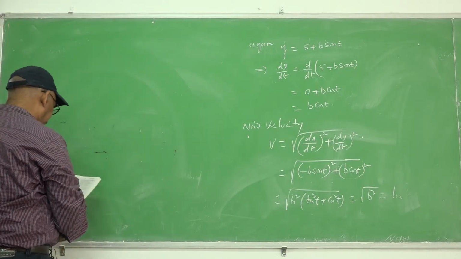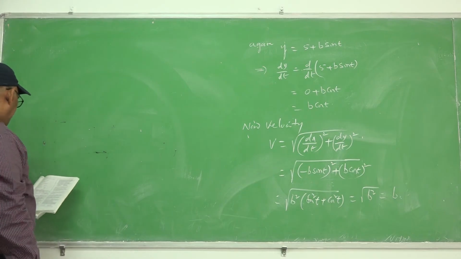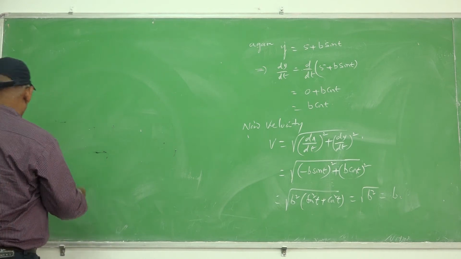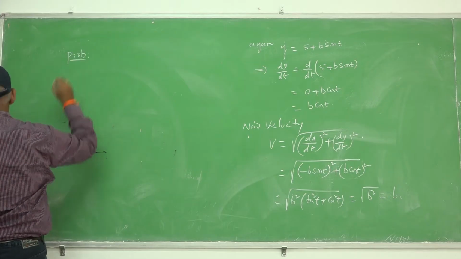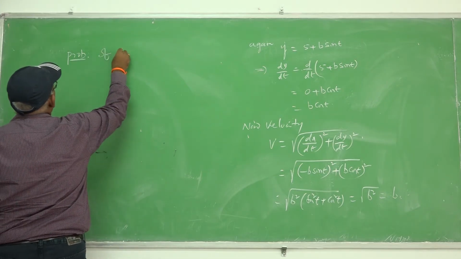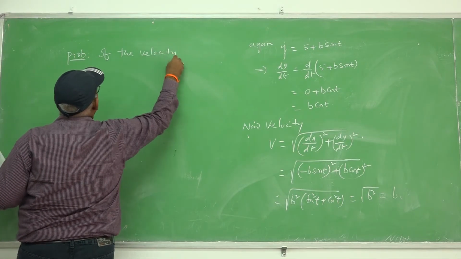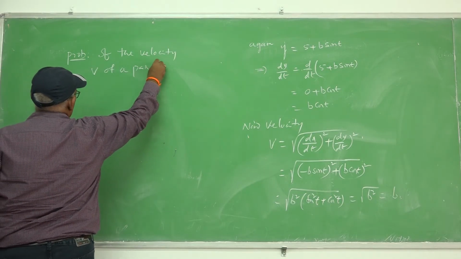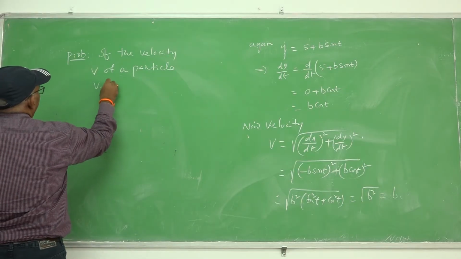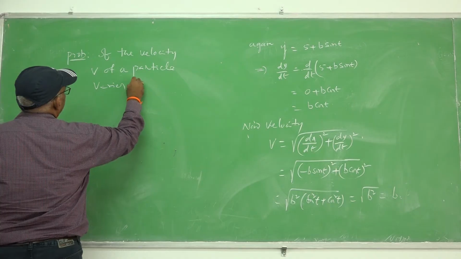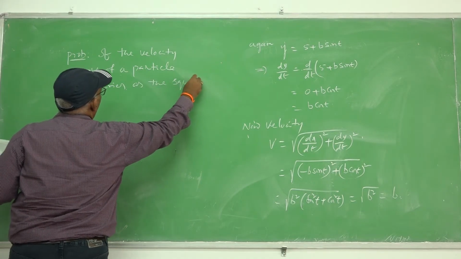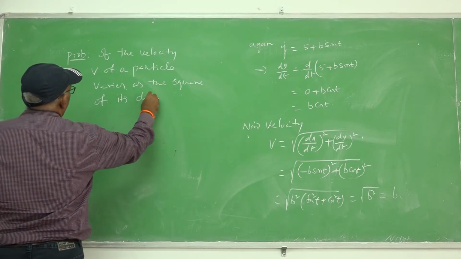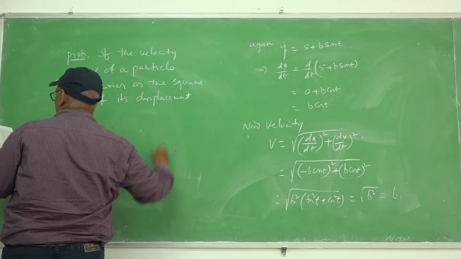Next problem. If the velocity v of a particle varies as the square of its displacement, its displacement x.